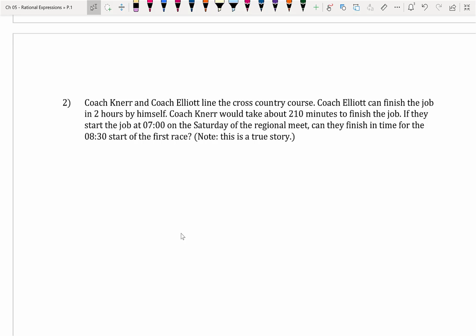So I had to grab him and say, this is our only mission right now. Everything else is secondary. We have to get this done. Can we finish in time for the 8:30 start? If I can do it in 2 hours and he's going to contribute, but it takes him that long. So let's do this. We are starting at the same time and ending at the same time, and we're trying to ascertain if the time that we have is less than 90 minutes. So here we go. My work rate is 1 course in 2 hours. Kinnear's is 1 course in how many hours?